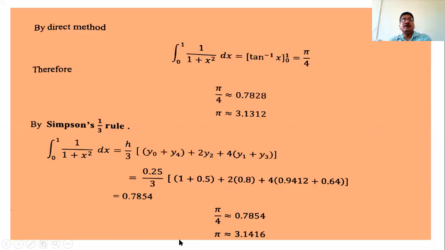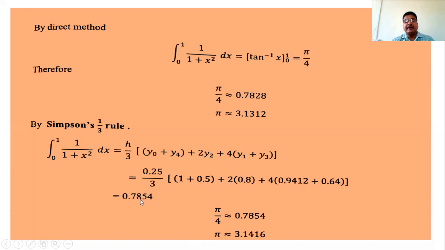And then the same problem by using Simpson's 1/3 rule. The integration from 0 to 1 of 1/(1 + x^2) dx is what? h/3 [y0 + y4, that is first value plus last value, plus 2 times the even suffix values of y plus 4 times the odd suffix values of y], except first and last. So substitute the values, we get this answer 0.7854.